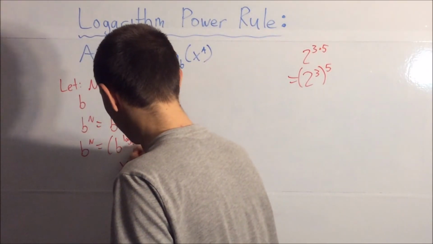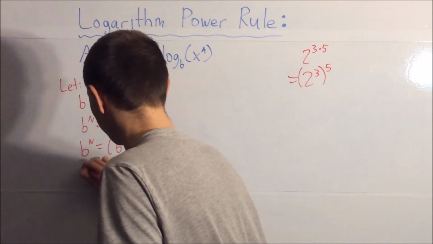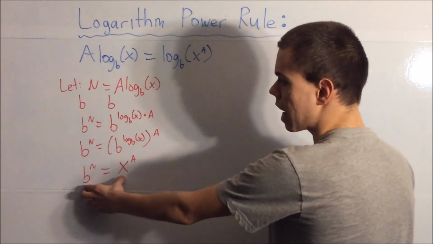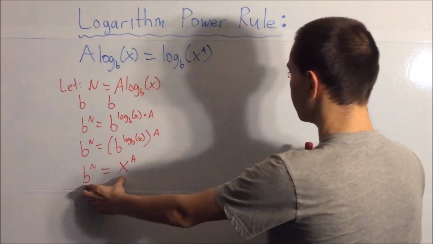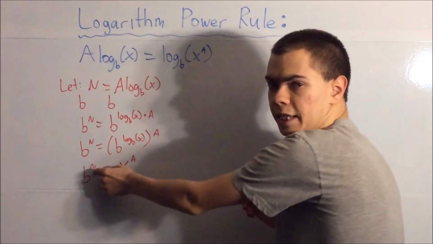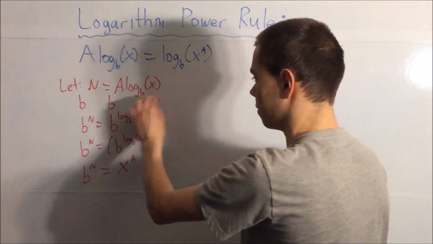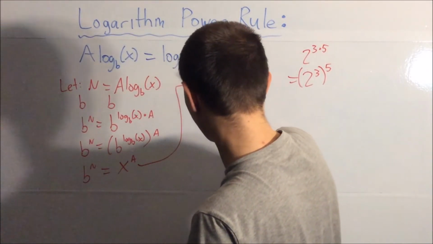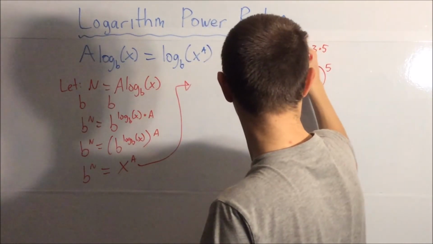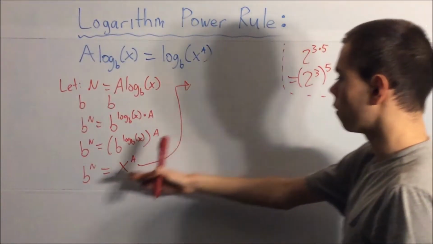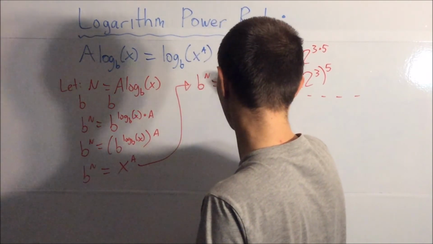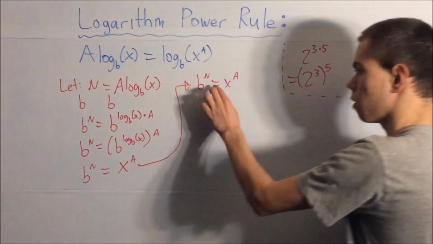So this is x to the power of a equals b to the power of n. This is what we have now. So now we're going to just solve for n again, because we have n in the beginning. I'm going to go over here and do it. Solving for n, I'm just going to rewrite that.